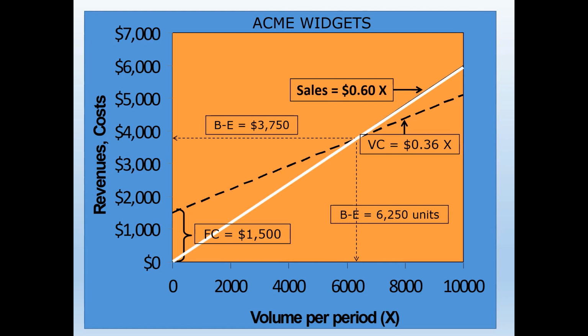The white line indicates sales revenue, and you'll notice that that line goes through the origin. In other words, we don't have any sales revenue if we don't sell any units. The slope of the line is the sales revenue per unit, 60 cents, and the line increases as the number of units that we sell increases.